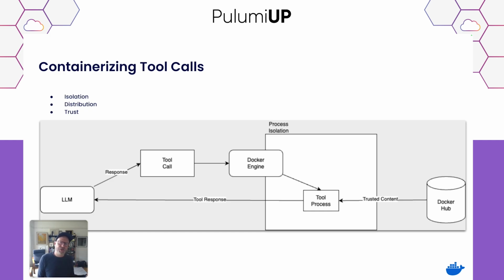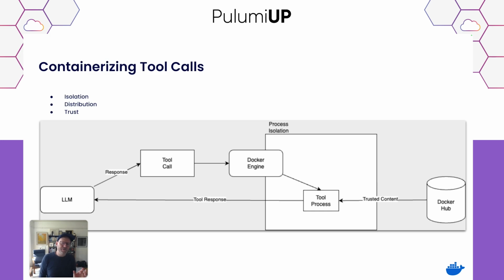We want to make sure that we can pull tools from trusted locations. We want to run safe tools. So we want to pull them from places like Docker Hub or other Docker registries. And wherever these assistants happen to be running, wherever an LLM happens to be running and generating these tool calls, we want to make sure that we can distribute those tools safely to that runtime.